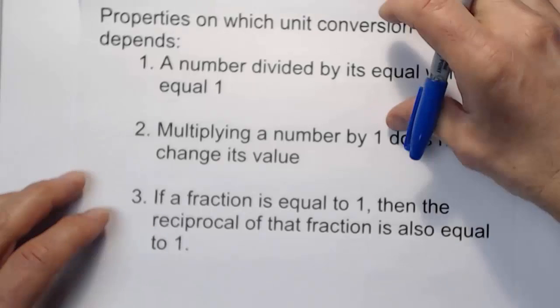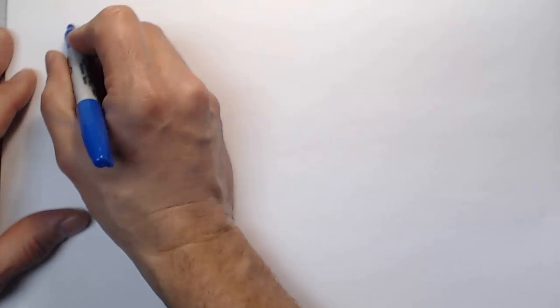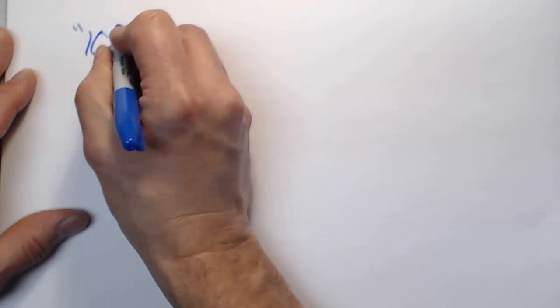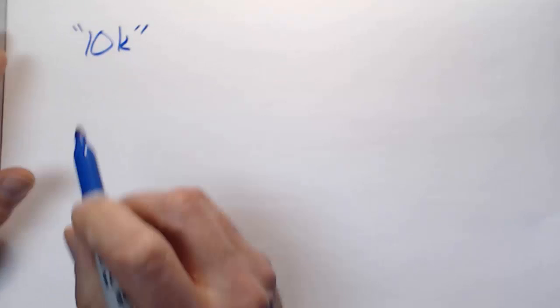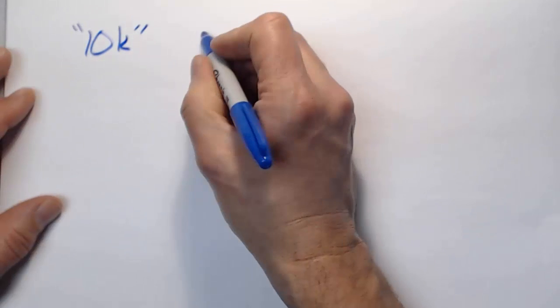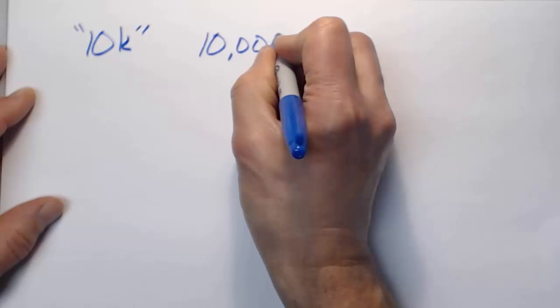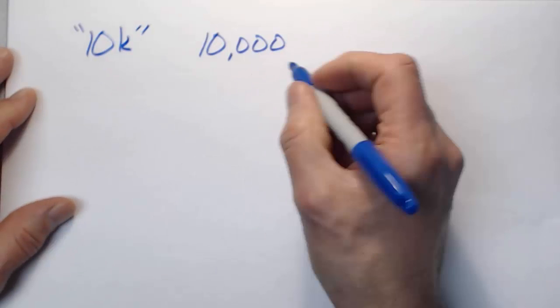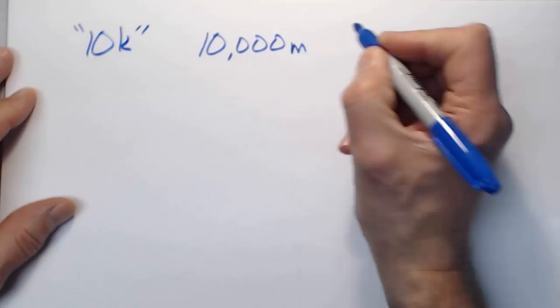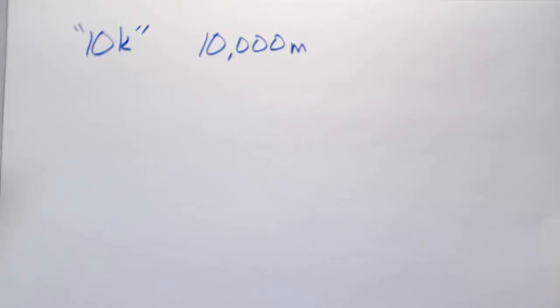Let me show you another example here. A common race that people run is referred to as a 10K. And what this actually means is 10,000. K means thousand, so it's 10,000 meters. How many miles is that? In order to convert that, we have to know how many meters are in a mile.